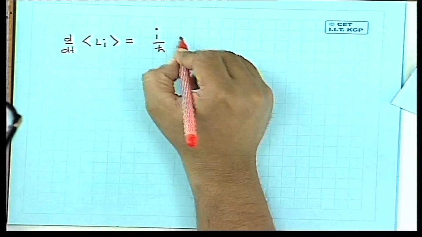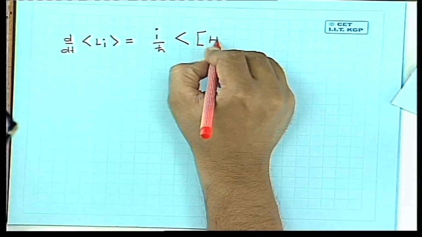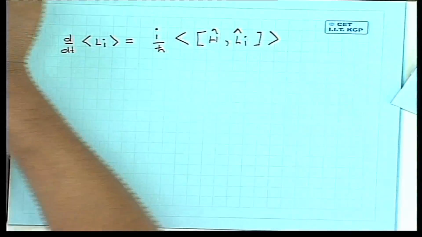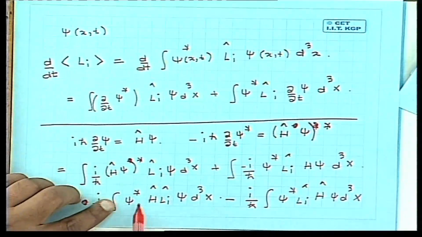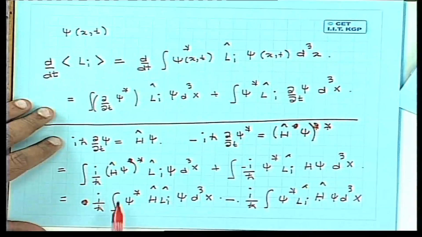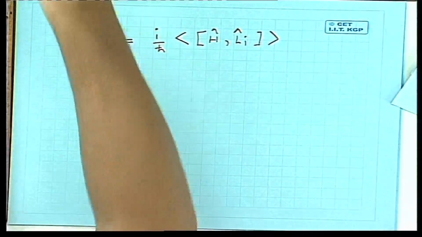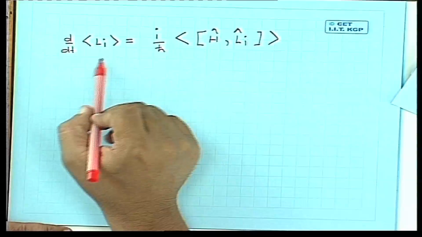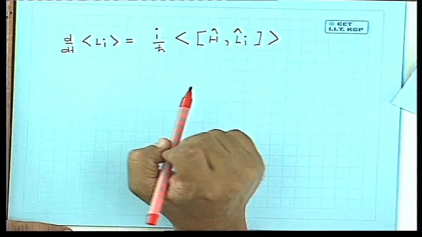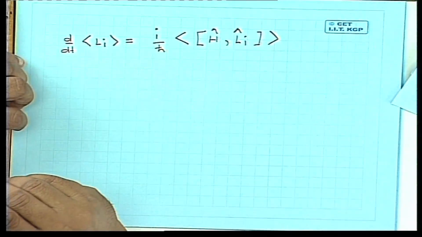d by dt of the expectation value of Li is equal to i by h cross into the expectation value of the commutator of H with Li. This is nothing but the commutator, because I have HL minus LH. So we find that the rate of change of the expectation value of Li is equal to i by h cross into the expectation value of the commutator of the Hamiltonian with the angular momentum.